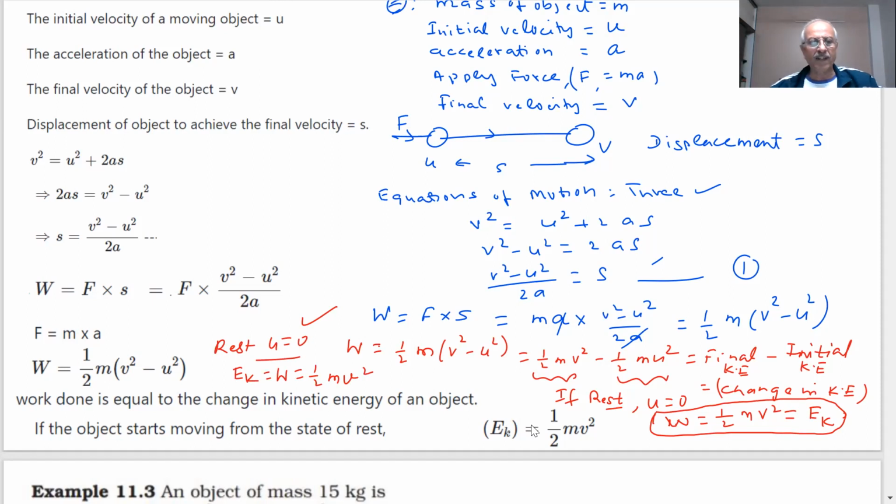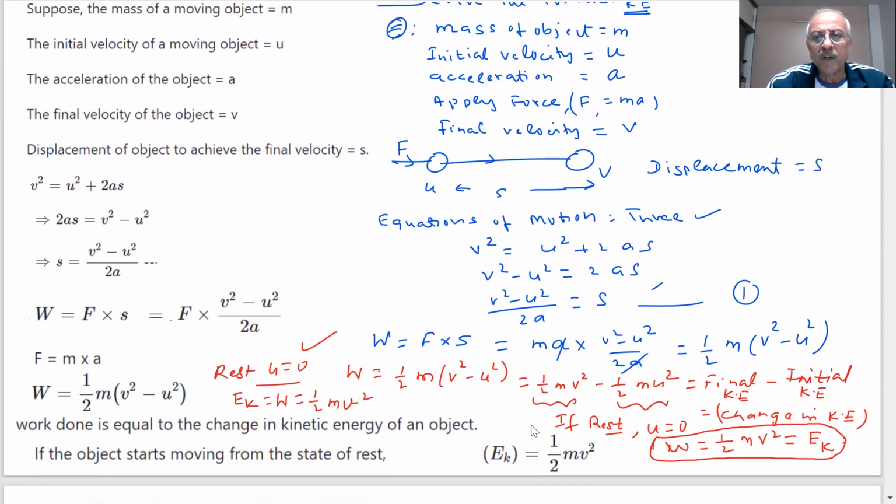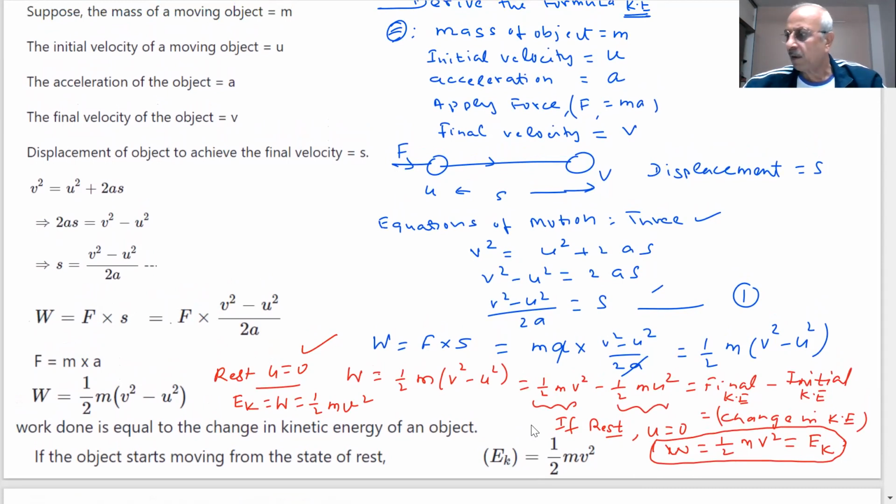So in other words, this is a very, very important conclusion, student. What we are saying is that the work done is equal to change in kinetic energy. If object was at rest, you apply a force. When you apply a force, displacement, object is moving, the kinetic energy of the object will change. How much will it change? It will be equal to the work done.